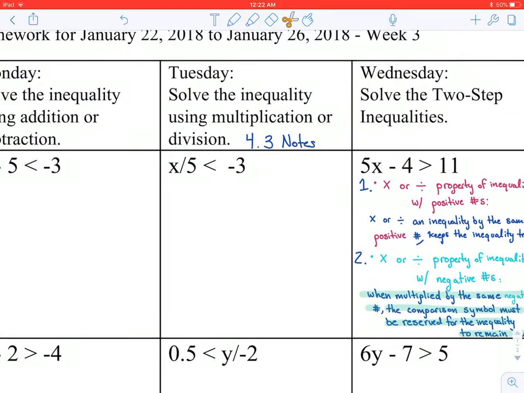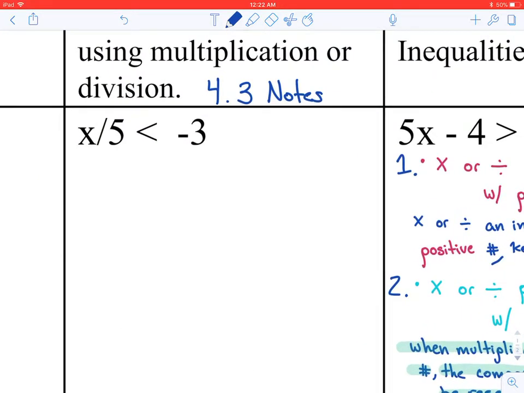So let's take a look at the first problem here. We've got x divided by 5 is less than negative 3. So x is divided by 5, which means that we're going to want to use the inverse operation of division. The inverse operation of division is multiplication. Those are opposites of each other, so we call them inverse operations.